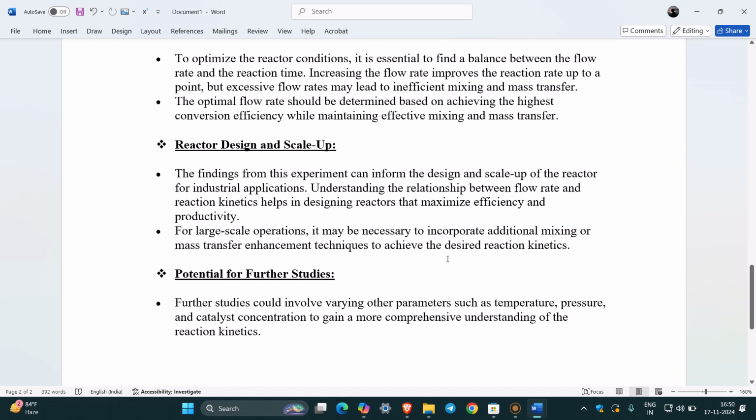Potential for further studies: we can say that it has a deep future which we can explore. Further studies could involve varying other parameters like temperature, pressure, and catalyst concentration to gain a more comprehensive understanding of this reaction kinetics. In our experiment, we have kept isothermal conditions. So by varying other parameters like temperature, pressure, and catalyst, we could gain a more comprehensive understanding of the reaction kinetics in our isothermal semi-batch reactor.